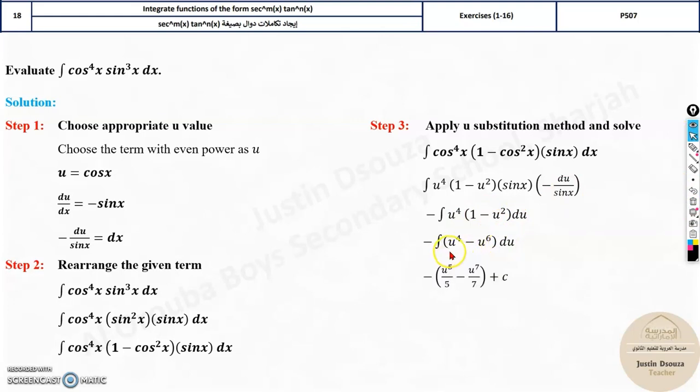And now you can easily integrate, isn't it? U to the power 5 divided by 5 minus u to the power 7 divided by 7 plus c. Now multiply the minus sign inside, and here you get it. So now it's not over. You need to substitute back whatever you had considered into the question, and here you go. That is your final answer. So this is the constant of integration.